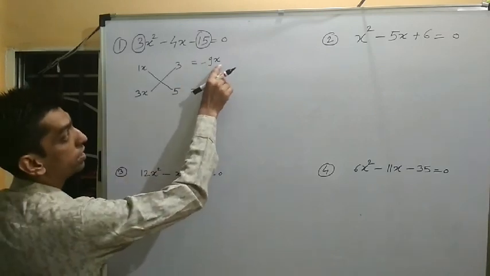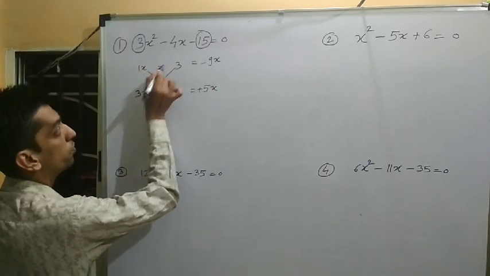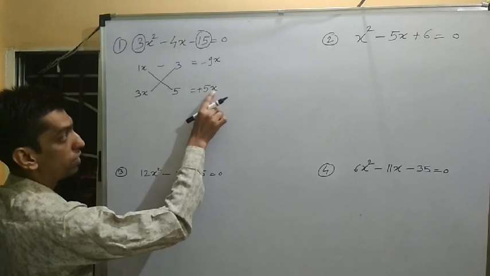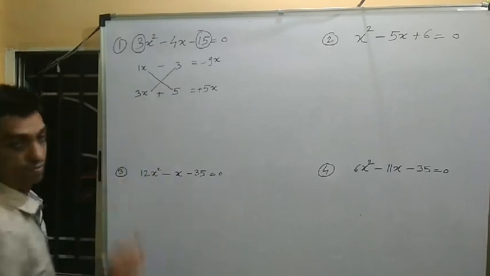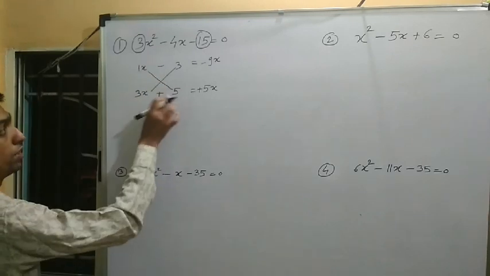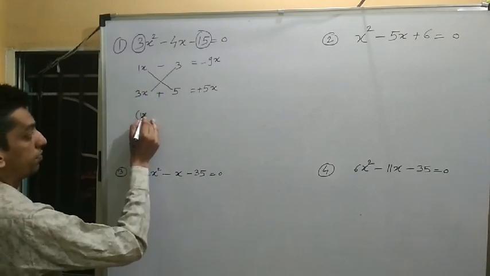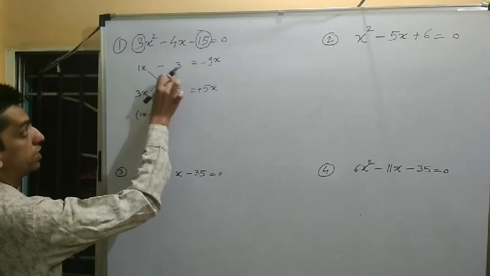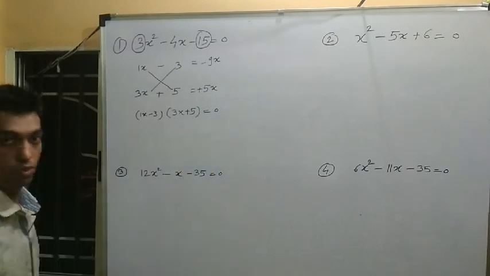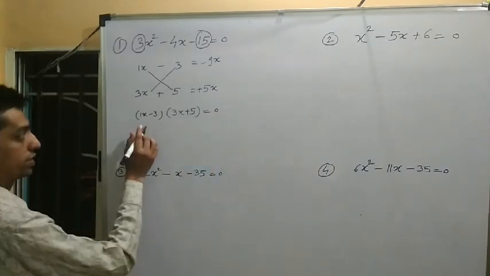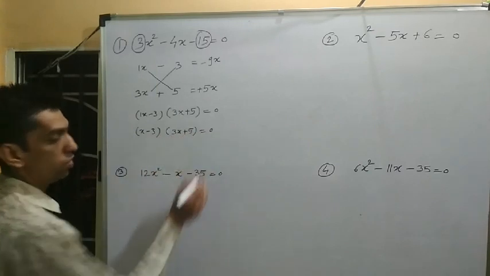See here, its sign is minus, so that minus should be written here also. Here the sign of this term is plus, so that plus sign should be written here, so that these two will be the factors of this equation. So 1x minus 3 is the first one, and the second one is 3x plus 5, that will be equal to 0. 1x means only x, so x minus 3, 3x plus 5 is equal to 0.